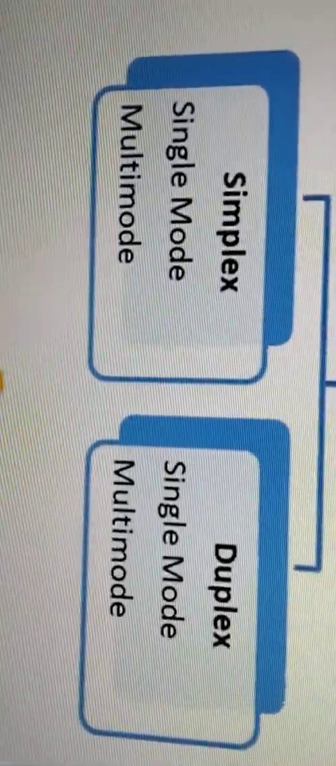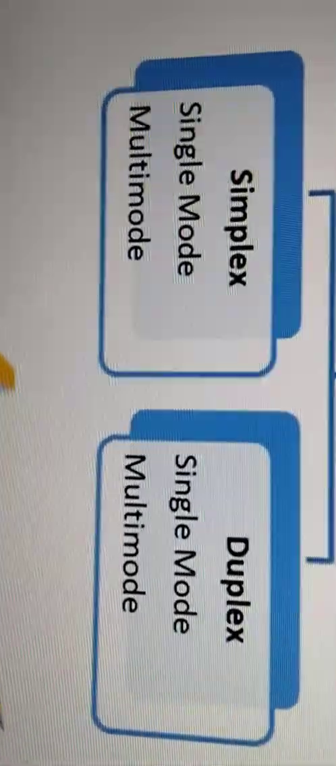So we're looking at LC as well. 1.25 mm ferrule connector. Discussing LC, simplex mode, duplex, single mode, multi-mode.